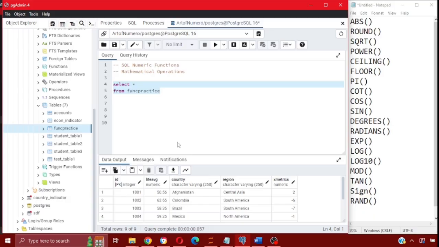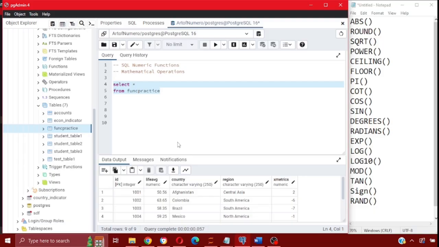Hey everyone, welcome back to this special demo on SQL Numeric Functions, where I'll be discussing the mathematical operations using PostgreSQL. Mathematical functions are very crucial to learn in SQL because they allow you to implement different mathematical concepts using queries. SQL has various mathematical functions that can allow you to perform data and engineering calculations.